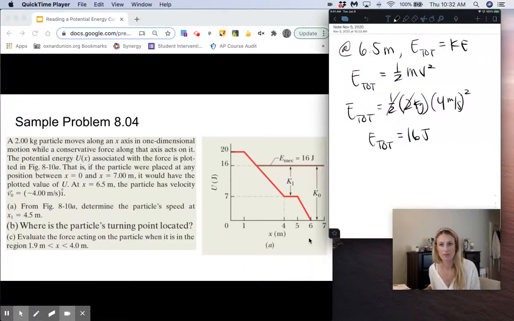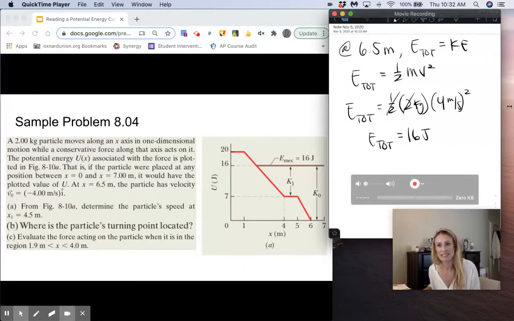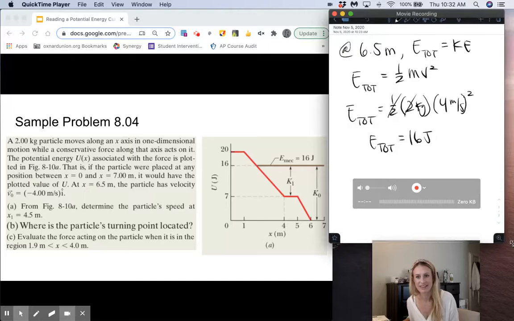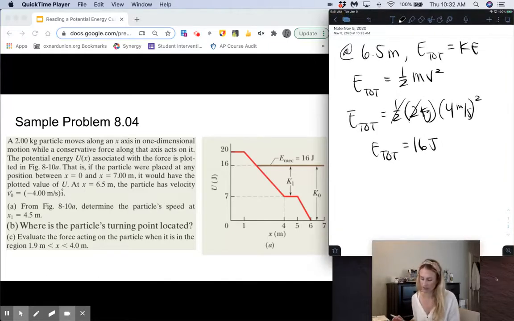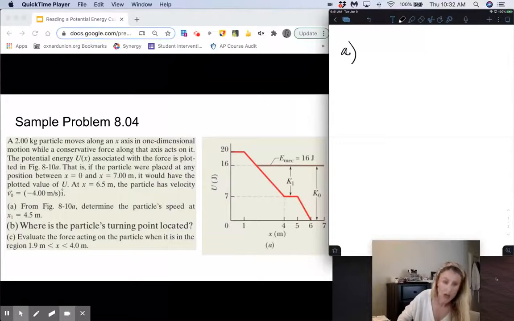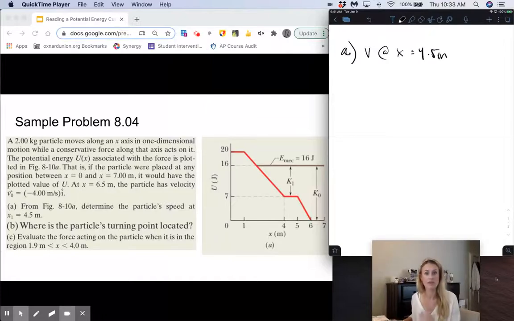So I'm going to make this a little bit bigger so it's easier to see. And I'm going to move myself down here. All right, so now that we found the total energy, for part A, we want to find v at x equals 4.5 meters. So 4.5 meters is right here.